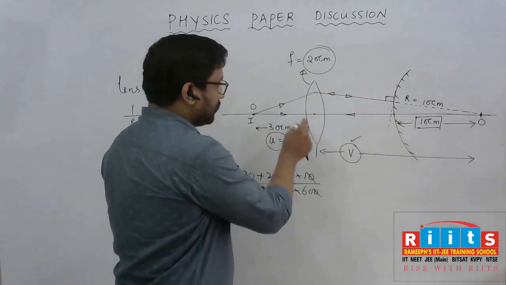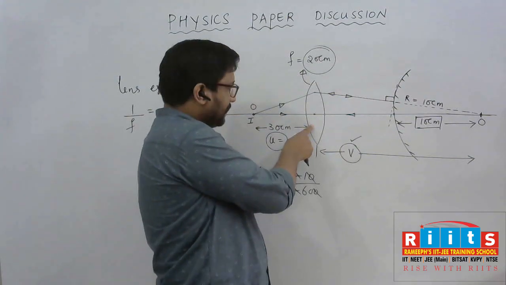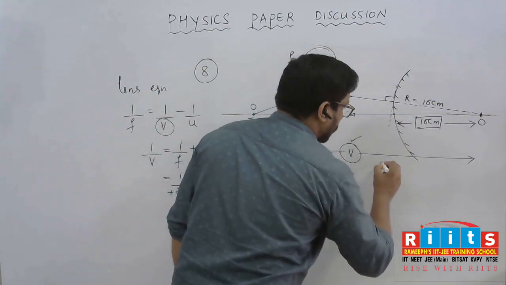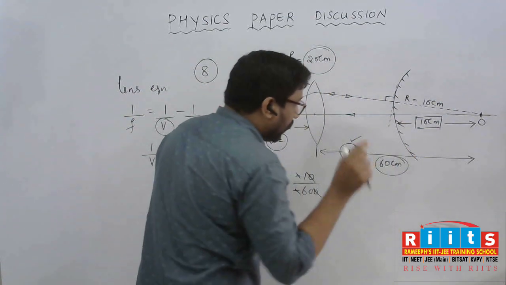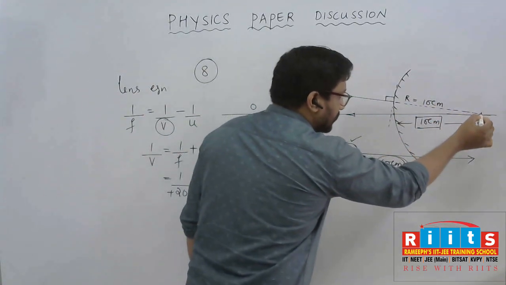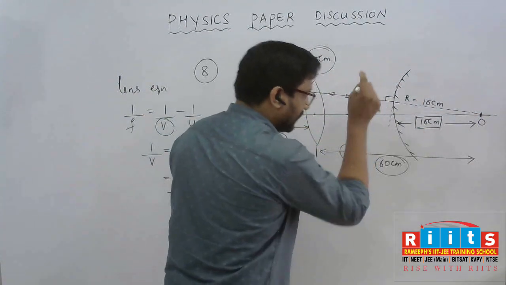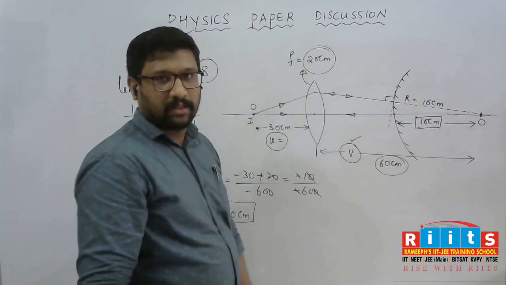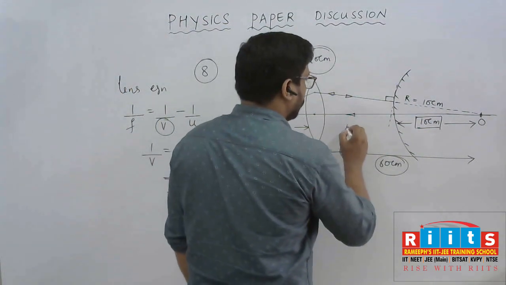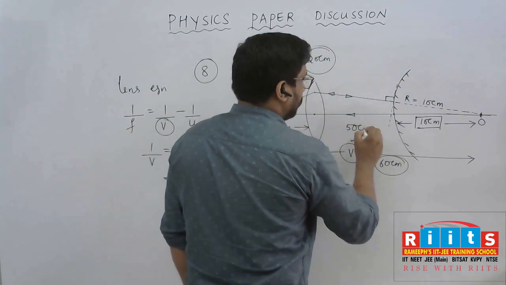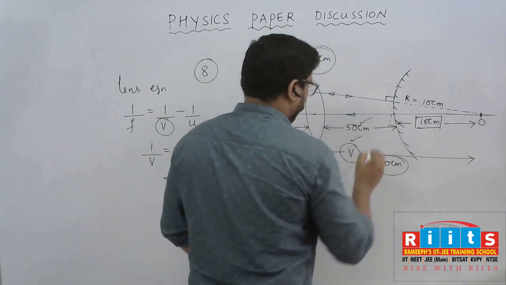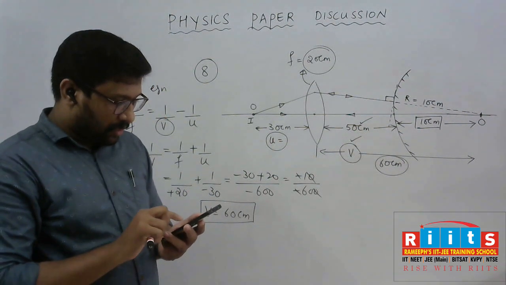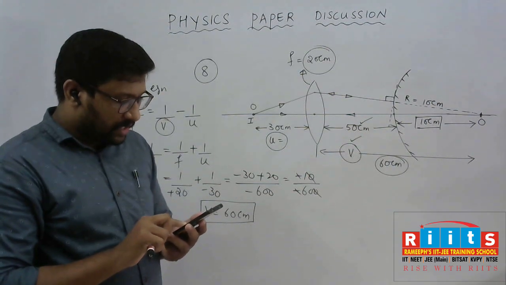So the final image, because of the lens, is forming at a distance of 60 centimeter from the lens. Okay, so this distance is 60 centimeter. And one more thing, from the pole of the mirror, the distance till O is 10 centimeter. In our question, they are asking what is the distance between mirror and lens. So the distance between mirror and lens will be 60 minus 10. It is 50 centimeter, which is the required answer. So the correct option is option C.